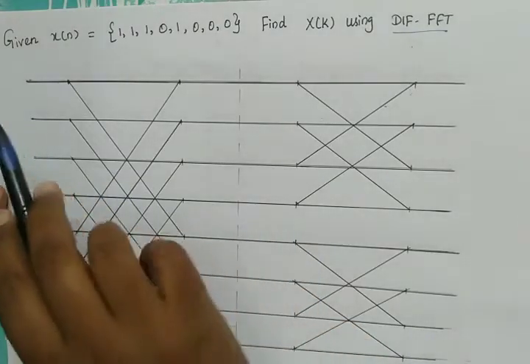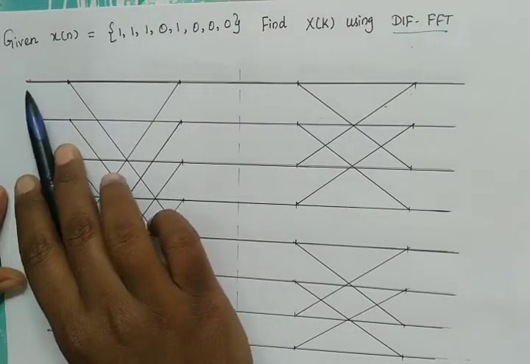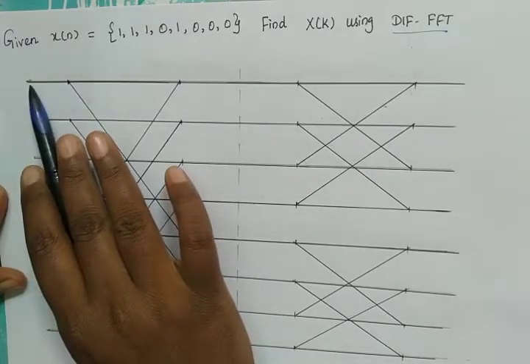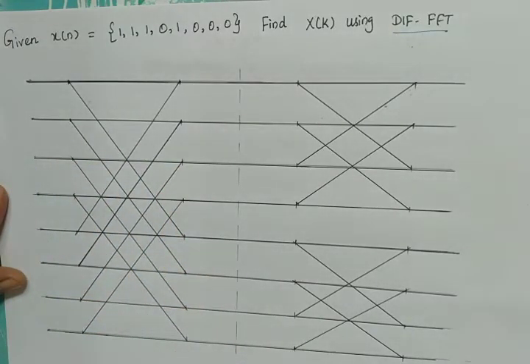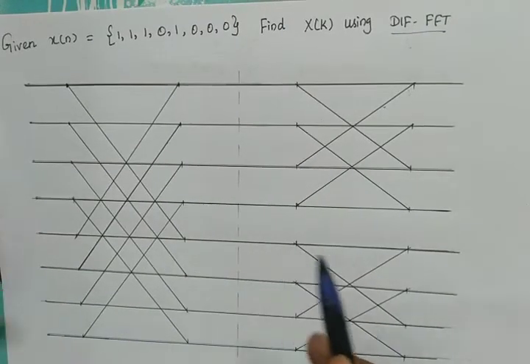But here what we are going to do is give input in the original order, that is x of 0, x of 1, 2, 3, 4, 5, 6, 7. Finally, on the output side we will get the bit reversal order. So that is the difference between DIT and DIF.